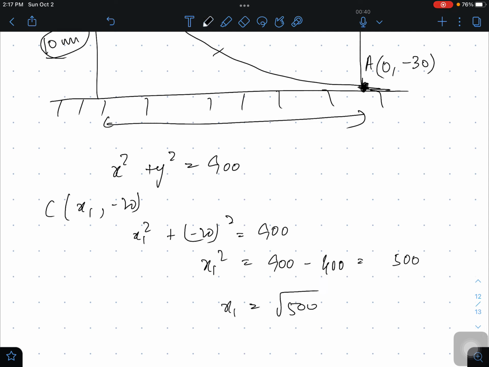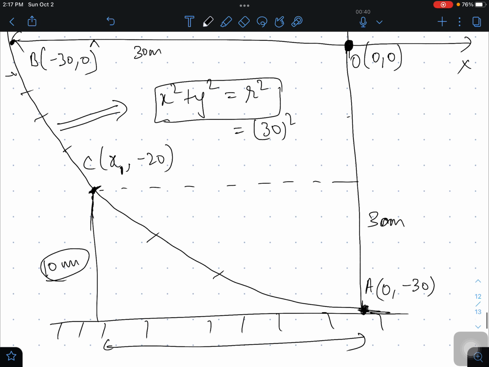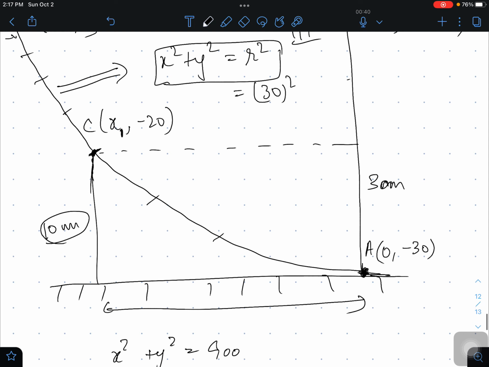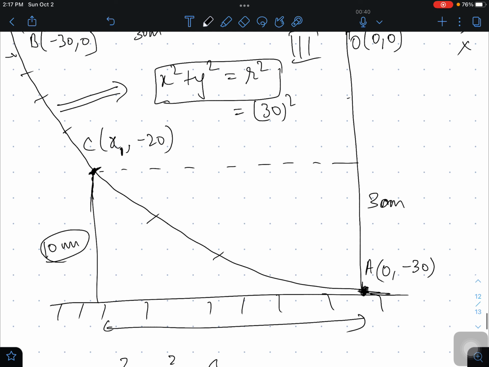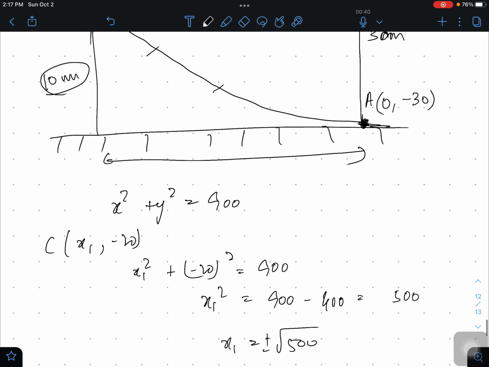Now this can be plus or minus. So we will take the negative value because we are in the third quadrant. This is our third quadrant, so we will use the negative value. If you do the square root of 500, you will get a value of 22.36. So x1 is basically 22.36, and negative of it because it is in the third quadrant.